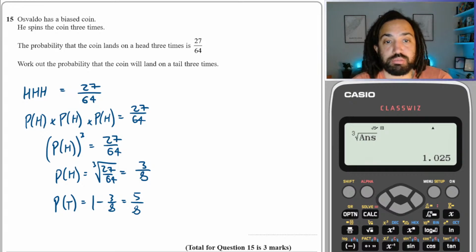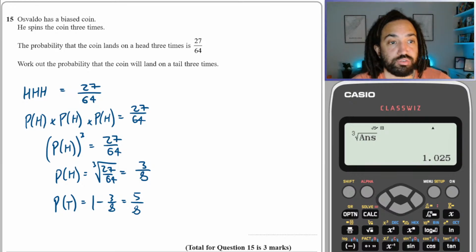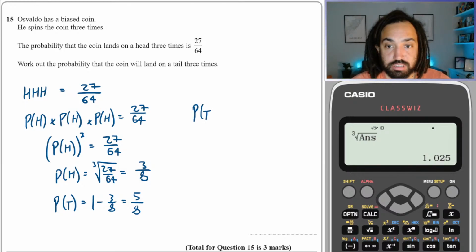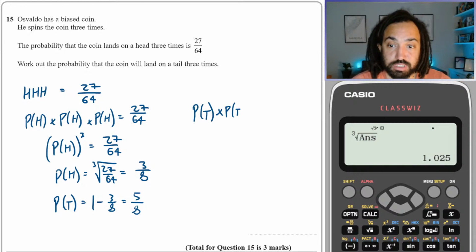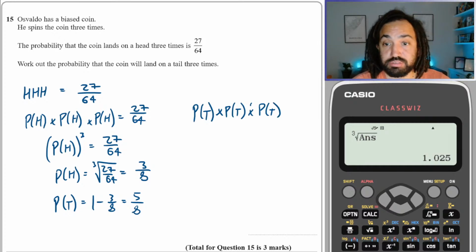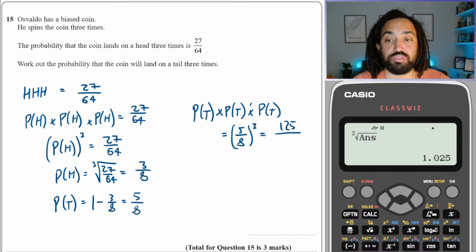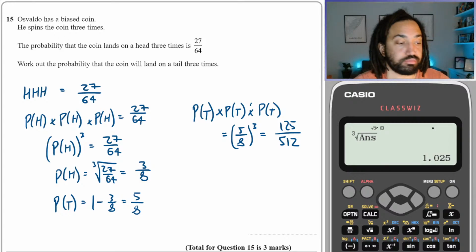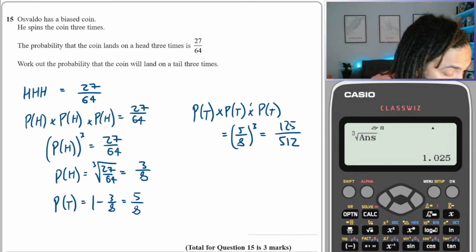So how do we work out the probability that the coin will land on a tail 3 times? Well, it will be the probability of it landing on a tail times the probability of it landing on a tail times the probability of it landing on a tail, which is 5 over 8 to the power of 3, which is 125 over, I should know this, 512. Bosh.